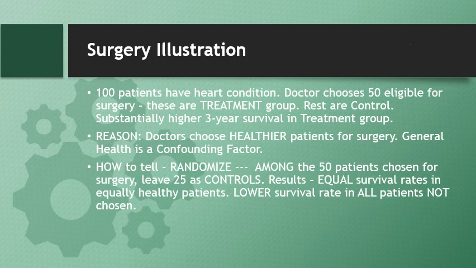In real life, there are many such cases in which such comparisons have been made, but they have led to the wrong conclusions. Suppose, for example, that 100 patients have this heart condition, and the doctor chooses 50 of them who are eligible for surgery. These are the treatment group and the rest are the control group. We find that there is substantially higher 3-year survival in the treatment group, but there is a reason for this.